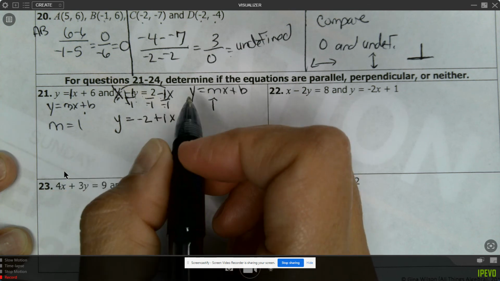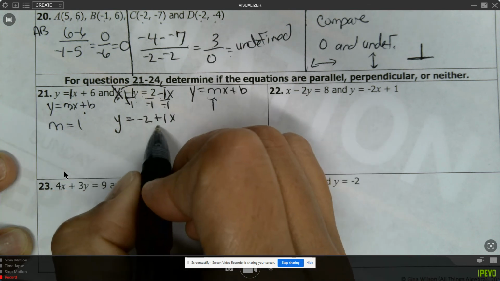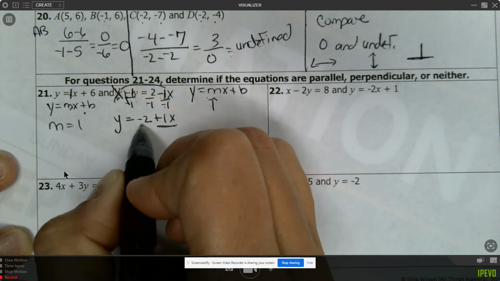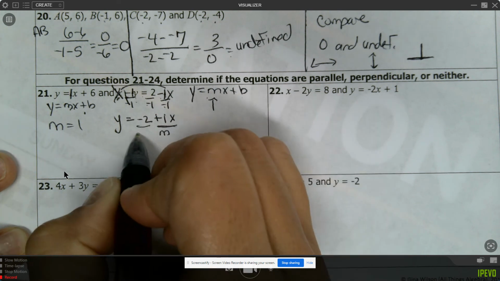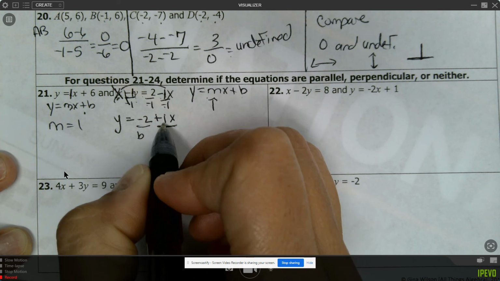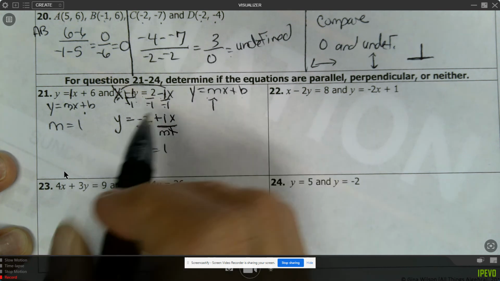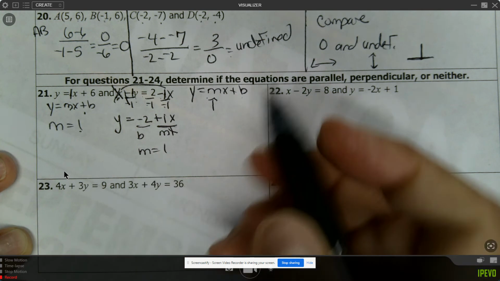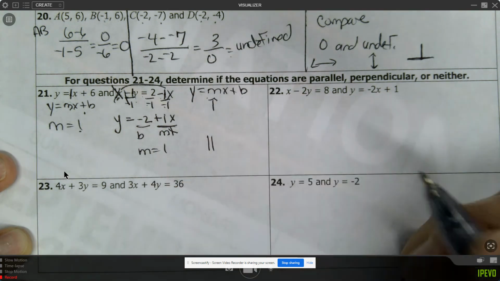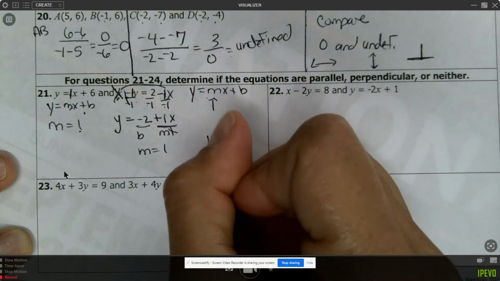Okay, so now I have y equals mx plus b. Here's my mx, here's my b. So the 1 is the m, I just need the m. So m equals 1. So if I have a slope of 1, then you would tell me my lines are parallel. And again, it's just shorthand for parallel.